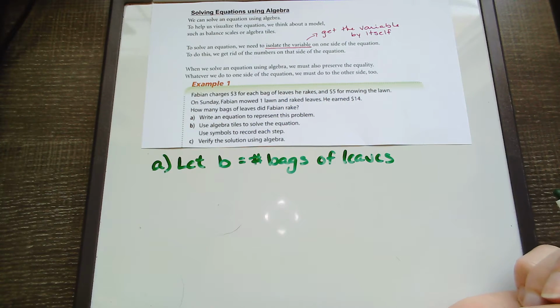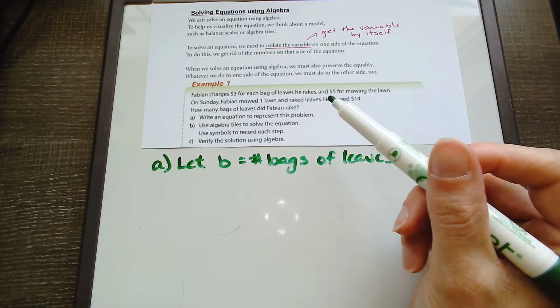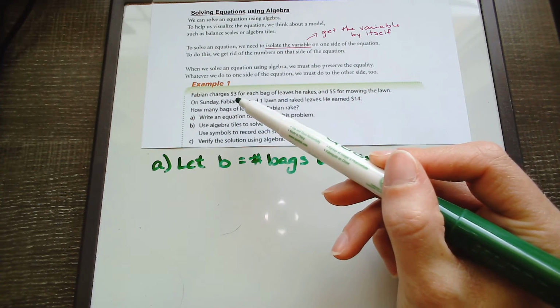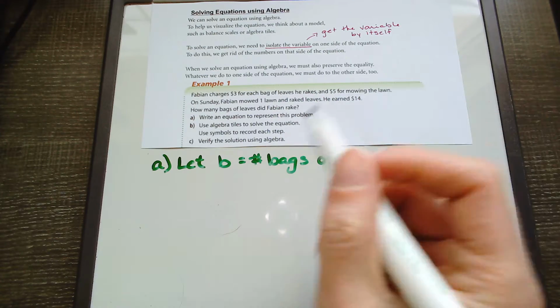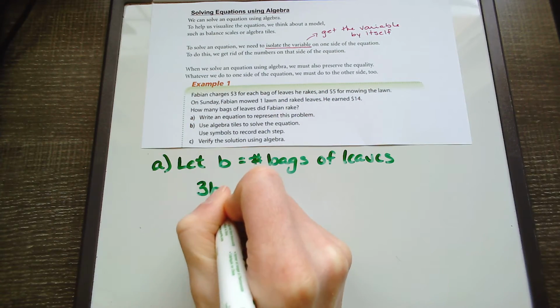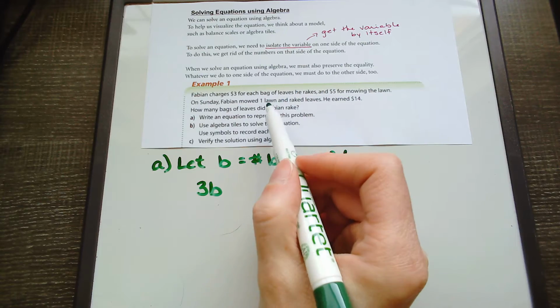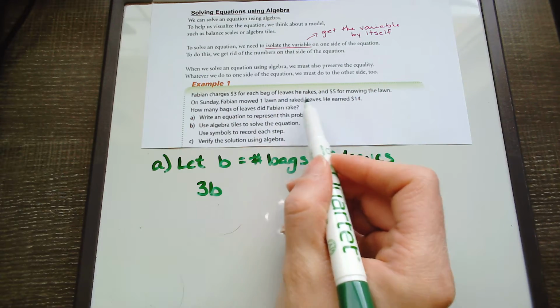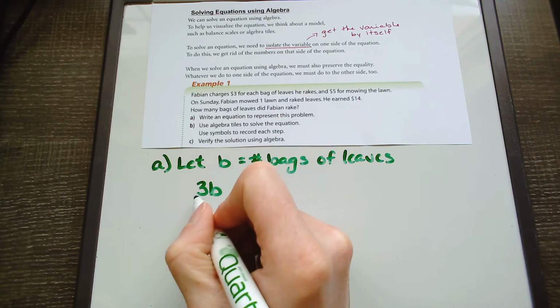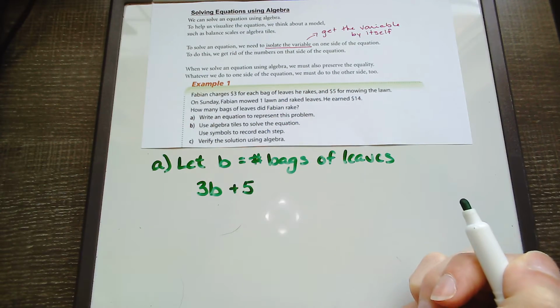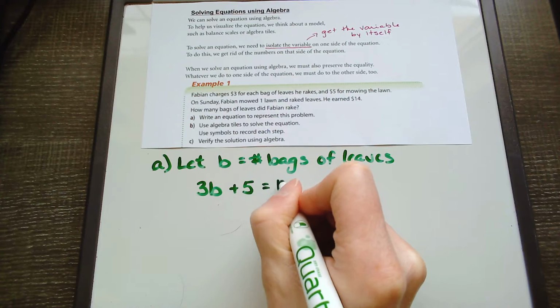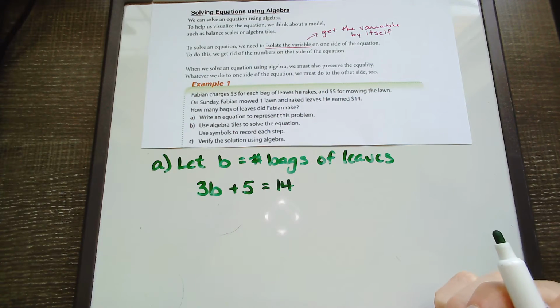Once we have a variable, then we can write an equation. We know that he gets $3 for each bag, but we don't know how many, so 3B, and he mowed one lawn. One lawn is worth $5. So 3 times the number of bags plus $5, and he walked away that day with $14 overall. That is our equation for the problem.